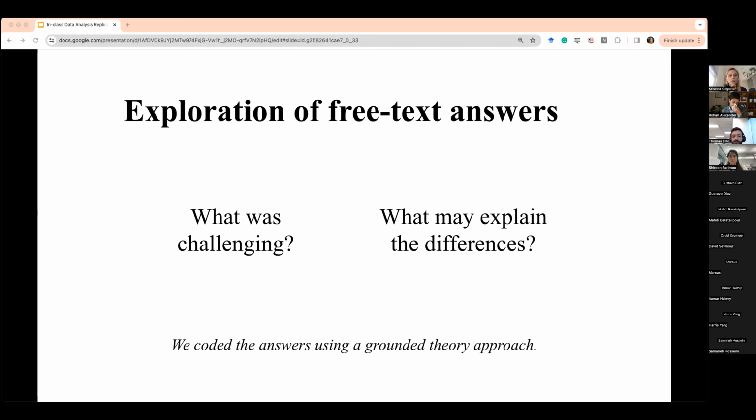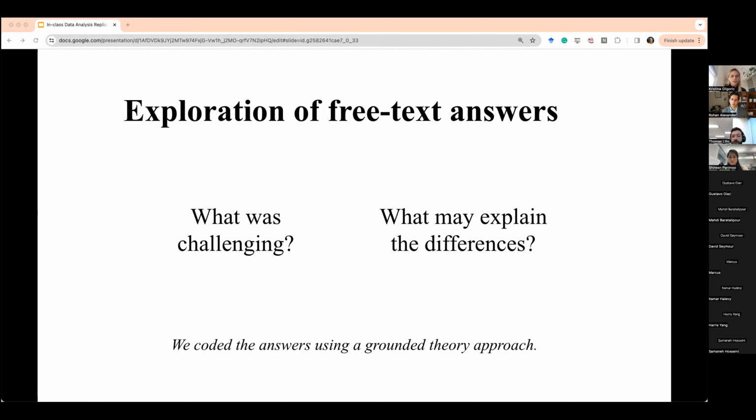Okay, and then to complement these previous findings, we also did exploratory studies to try to understand, first, the challenges of this process, and second, what might explain the differences between expectation and reality. For both, we collected around 2 times 400 open-ended responses that we coded using a grounded theory approach.